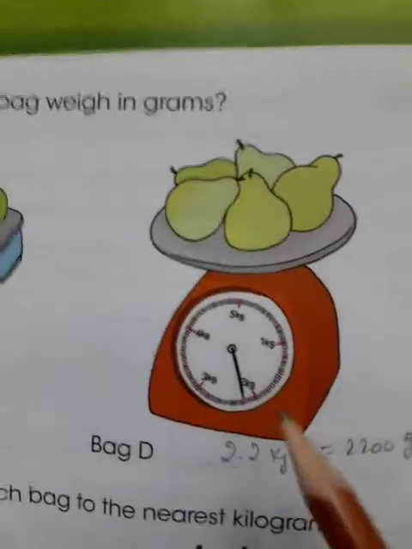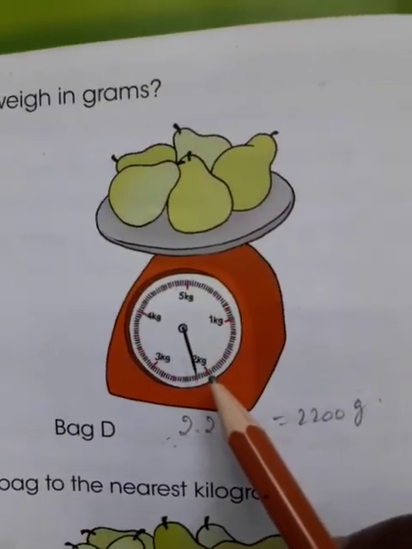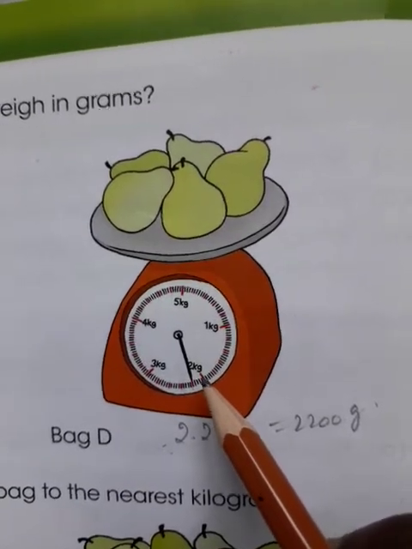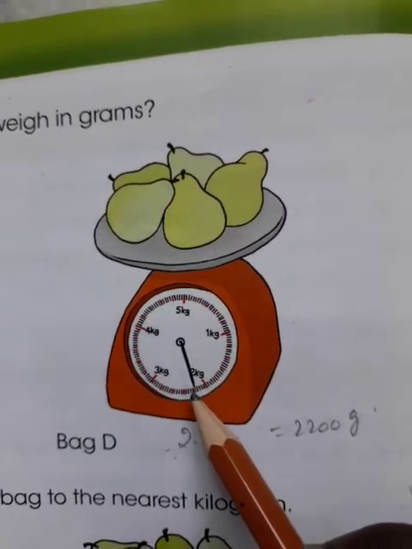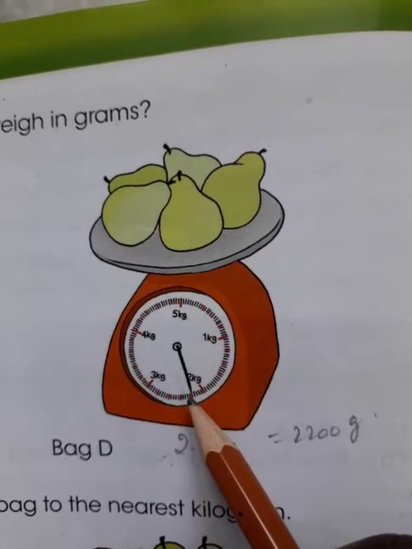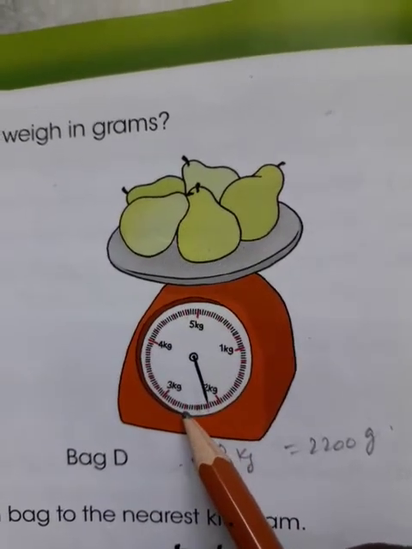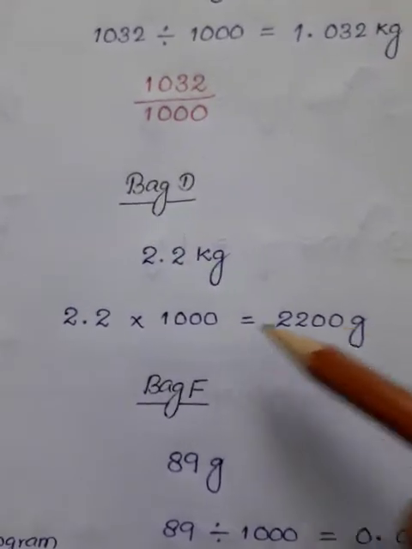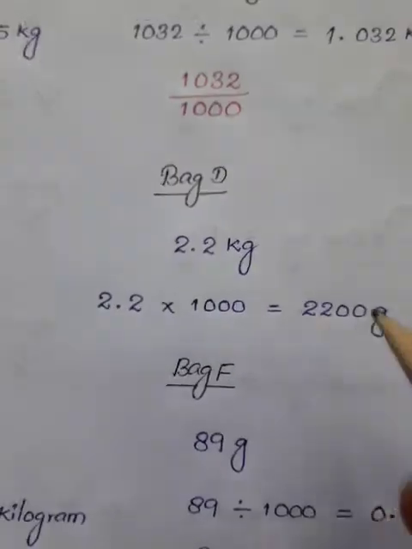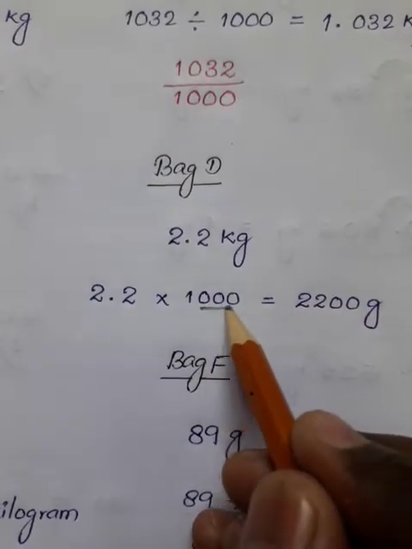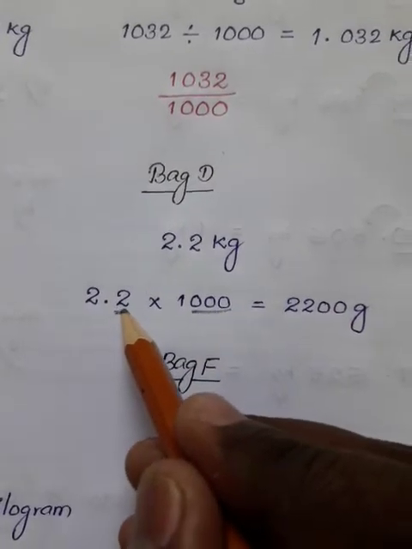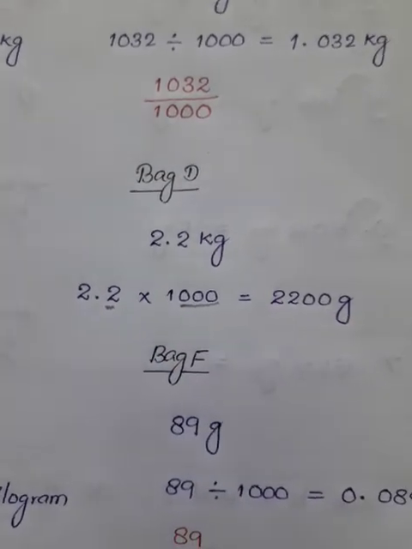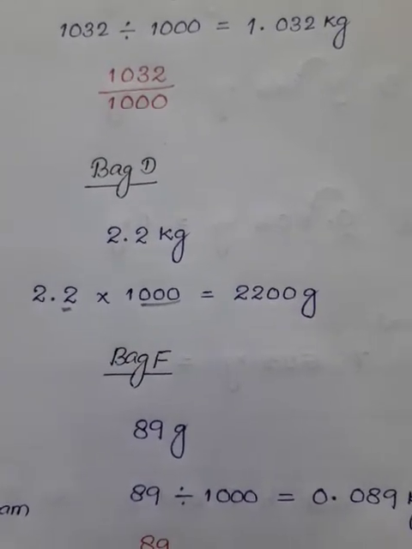So now look at this one. Here this is 2 kilogram. Here there is one red line. It's 0.2, because we say 0.2, 0.4, 0.6, 0.8 and 3 kilogram. That means it is 2.2 kilogram. When I want to change 2.2 kilogram into grams, multiply by 1000. So here three zeros. That means after the decimal, only one number is there. So you have to add two more zeros. Clear? That means 2200 grams.